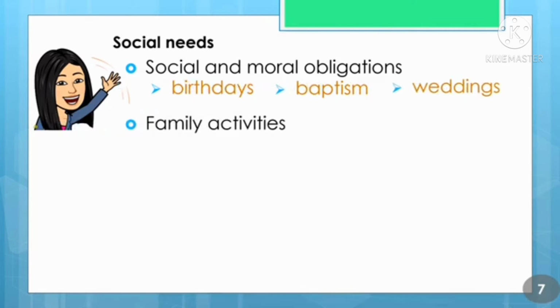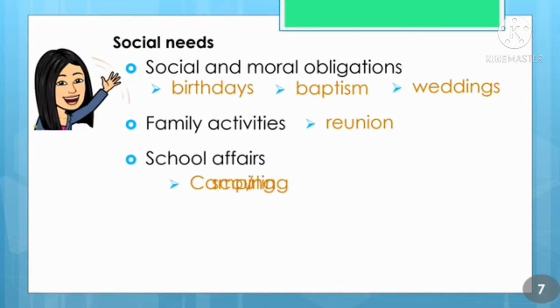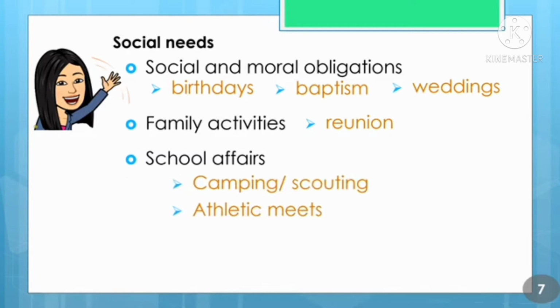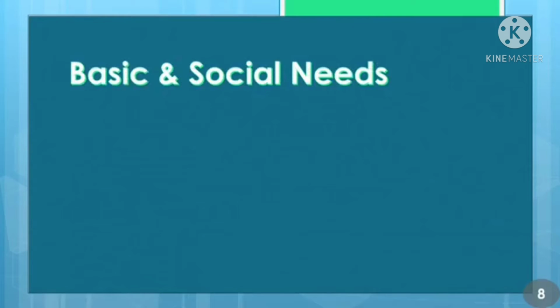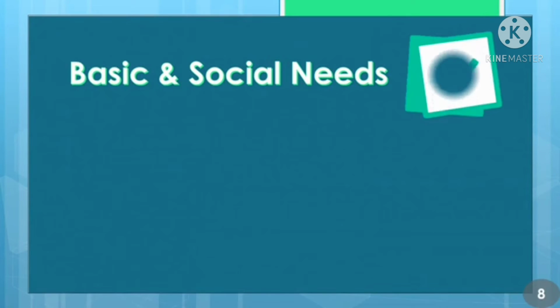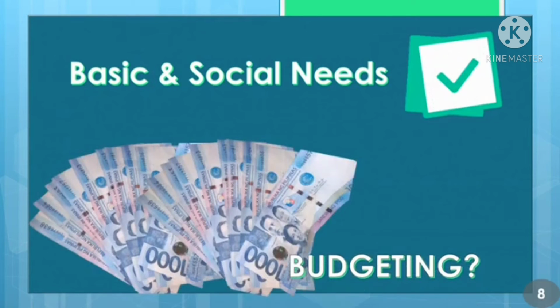Next, family activities like family reunion or get-together. Then, school affairs like camping or scouting, athletic meets, and other activities conducted in school. And savings or emergency budget allotted for health or house repair and the like. Now that we had identified the basic and social needs, we need to learn budgeting so that these needs are met.